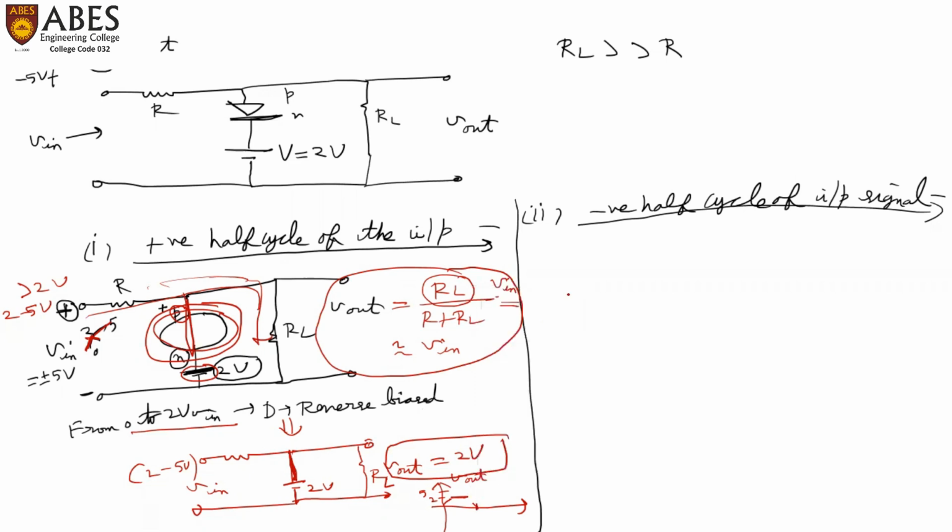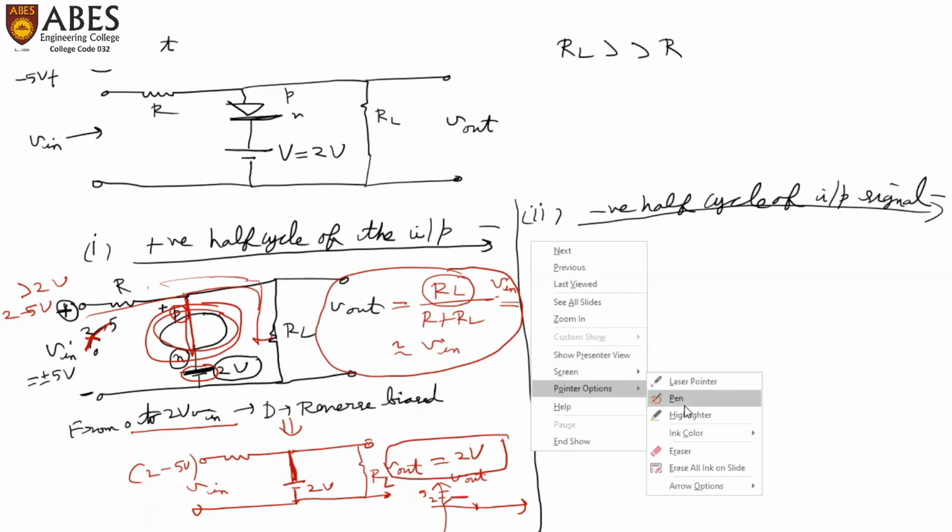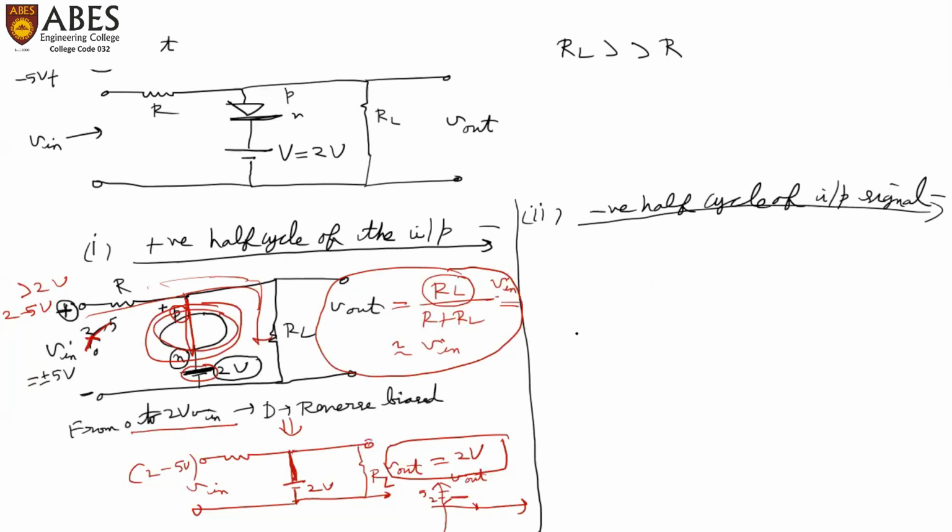Then let us talk about the negative half cycle. So for the negative half cycle, we will again redraw the circuit. We will say that V in is applied between these two terminals. R is connected here. Here we have diode and battery, P and N regions. Here we have RL, across which we are taking output V out. Now V in is in the negative half cycle. That means this is the negative terminal and this is the positive terminal.